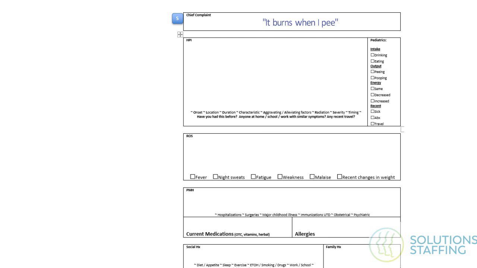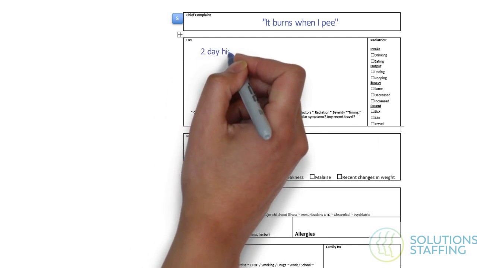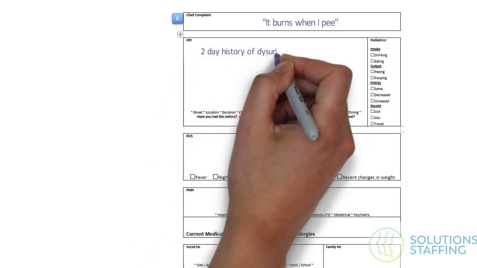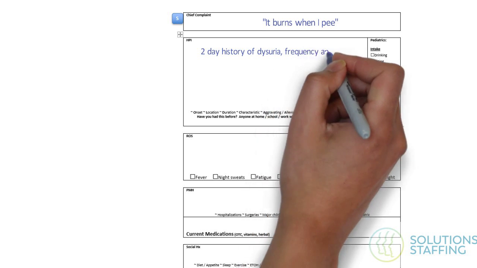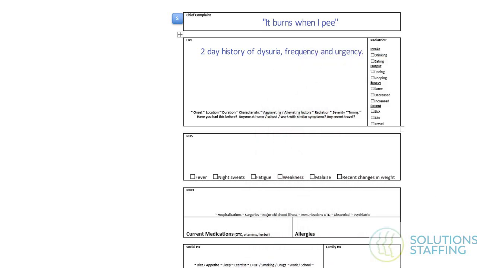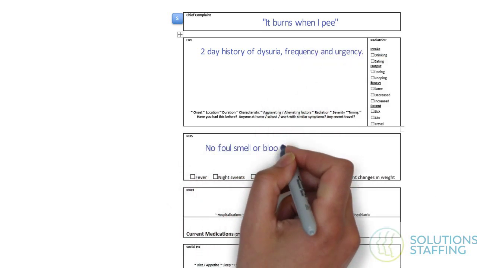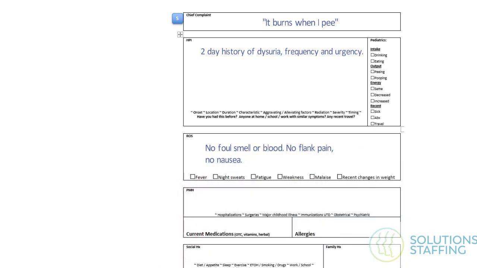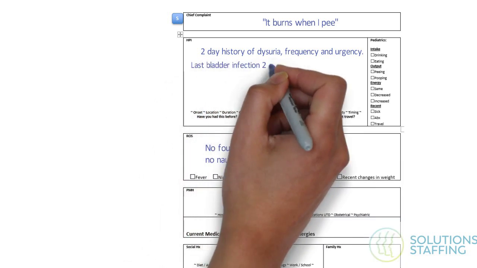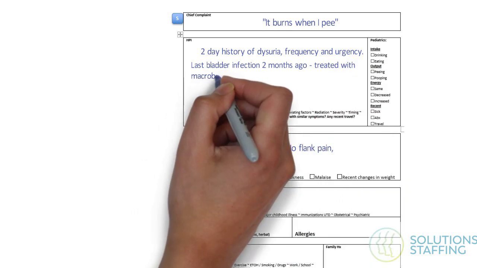As we're doing her history of presenting illness and review of systems, she tells us that it has been burning when she pees for 2 days, and she's been having frequency and urgency. There's no foul smell or blood that she's noticed, and she isn't having any flank pain or nausea. She has had bladder infections before.